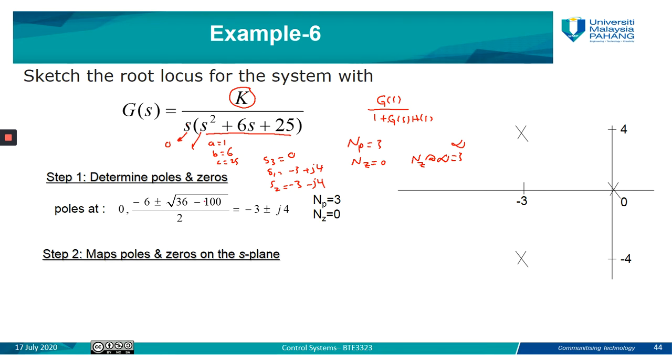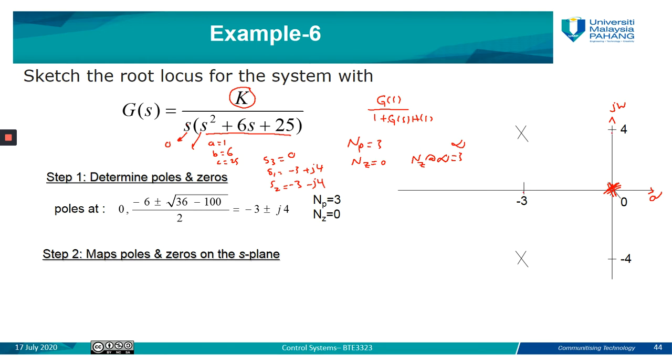Okay, so after we know the places of the poles and zeros, we are going to represent them on the s plane. So we draw the s plane, which consists of the real axis, which is sigma, and the imaginary axis, which is j omega. Then we represent the value of the poles. The first pole is at 0 here, so we just draw a cross at 0. This will be the first pole here at 0. The second pole will be at negative 3 plus j4. So this is negative 3 as the real part.